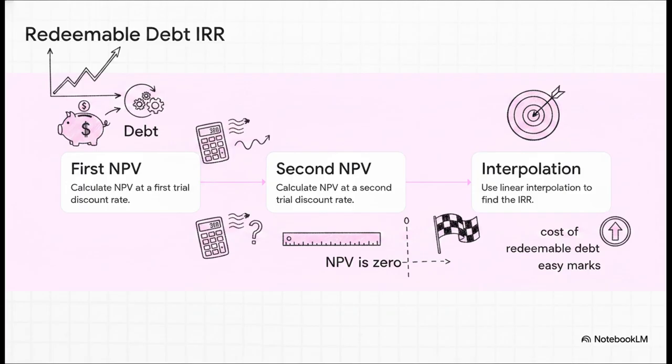Honestly, it's basically like playing a high-stakes game of hot and cold with discount rates until your net present value hits exactly zero. So you calculate the NPV at a first trial discount rate, and then you do it all over again at a second trial discount rate. Finally, you use the linear interpolation formula to pinpoint the exact rate where the NPV is zero. And there you have it. That rate is your cost of redeemable debt.